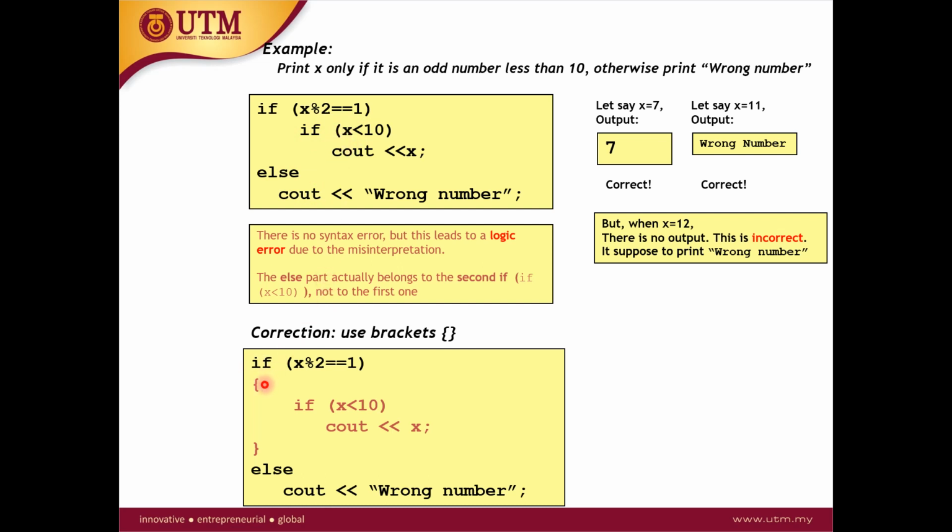So let's say the correction is going to be like this, using those brackets. If this condition is true, then come to execute those. If this one is false, then it comes to the false part, which is the else, and prints the wrong number, which is what the example says: otherwise print the wrong number. But in this case, if it was 12 or any other number, like 14, what's going to be printed? Nothing, and this is logically incorrect.